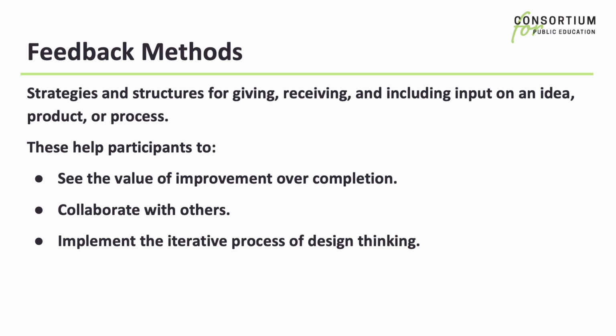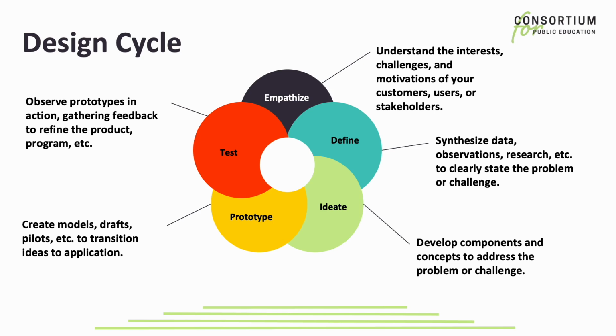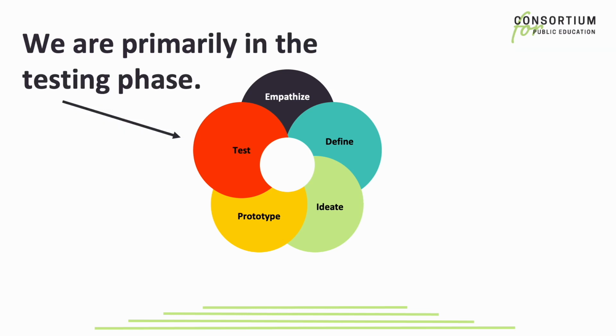We want to help our participants, whether it is adults or students, to see the value of improvement over completion, to practice collaborating, and to engage in the interactive process of design thinking. You are familiar with the design cycle: empathize, define, ideate, prototype, and test. For feedback, we're primarily in the testing phase. We're presenting our ideas, products, or processes, and we're testing these ideas and asking for feedback.